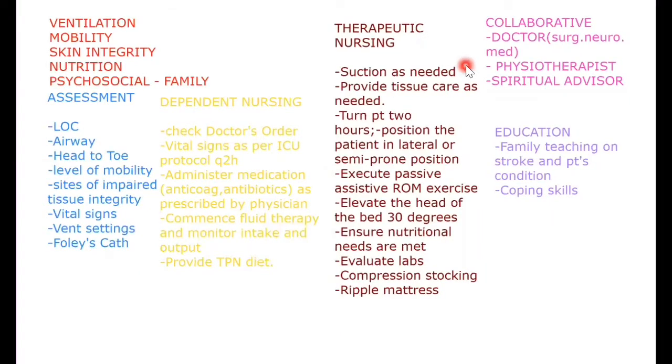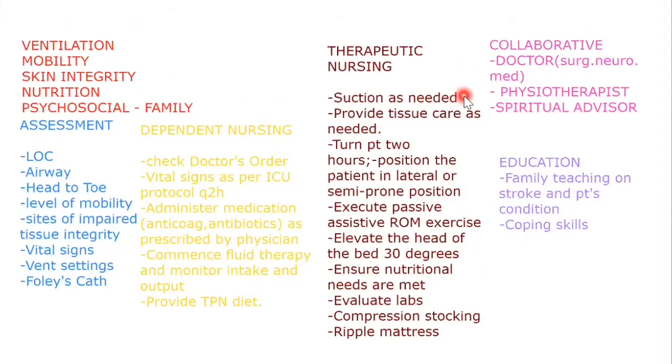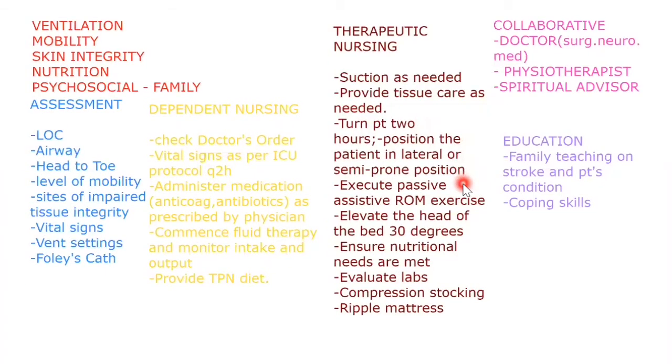Therapeutic nursing involves suctioning the patient as needed and taking extreme caution when doing so. Provide tissue care as needed. Turn the patient every 2 hours. You also want to position the patient in lateral or semi-prone position as this promotes the drainage of secretions. Execute passive assistive range of motion exercises. We want our patient to maintain muscle strength. Elevate the head of the bed 30 degrees, and this is to promote venous return as well as decrease the buildup of intracranial pressure.